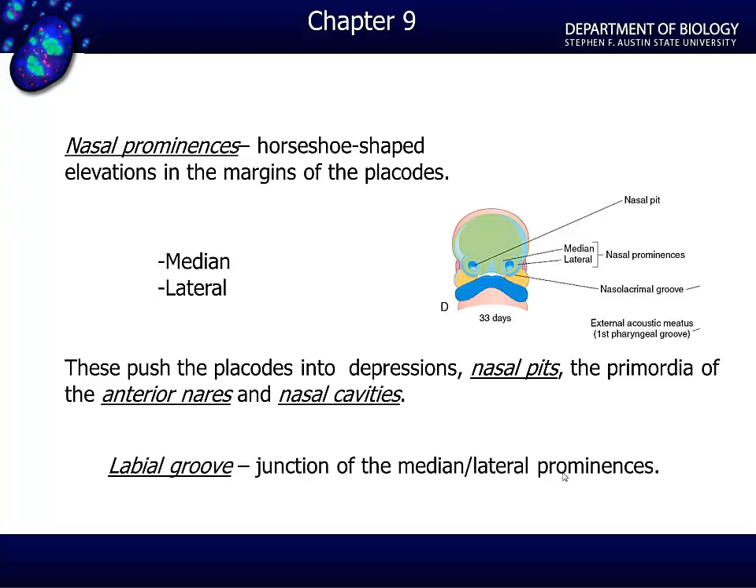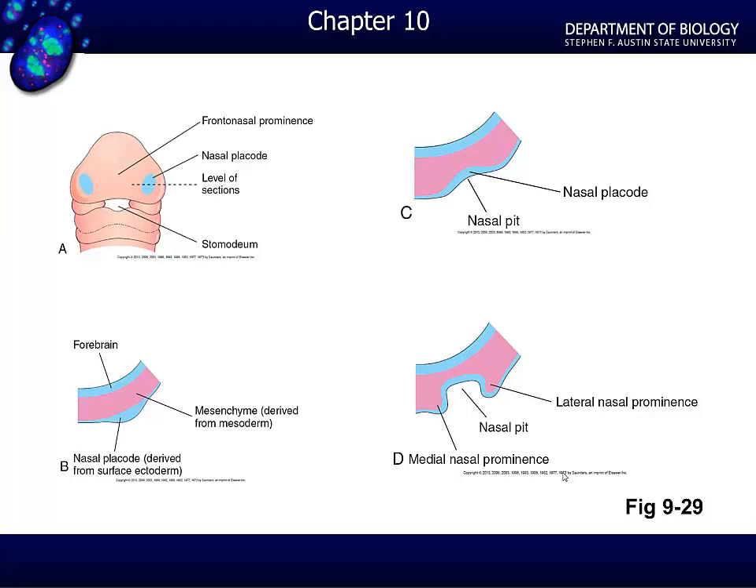Now, if we can look at this in cross section, what we would see, one more before we get to the cross section. As we've mentioned, we have our median and lateral nasal prominences. And as they come together at that point along the stomadeum, that's where we find the labial groove, the junction of those two. It's almost like the legs of the horseshoe coming together, and you'll find that labial groove. Often this is going to be an area where we will see clefting if we don't have enough neural crest cells.